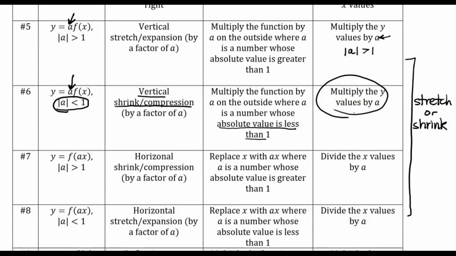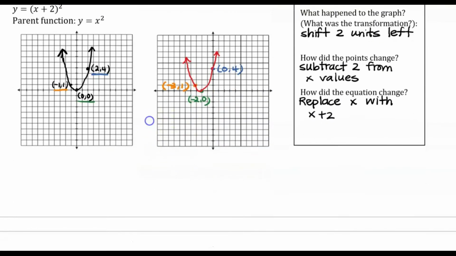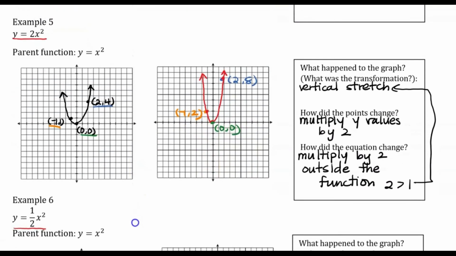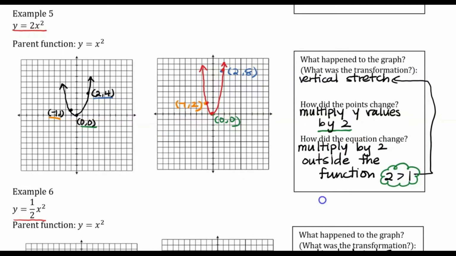I want to take a quick second to talk about why both of these say multiply your y values by a, if one was a shrink and one was a stretch. And really it goes down to the details of these inequalities. So let's just go back down to examples 5 and 6 and iron that out. In example 5, when we were stretching by 2, we were multiplying our y values by 2. They got bigger because 2 is bigger than 1. So multiplying by 2 gave us bigger numbers, so it really was a stretch.